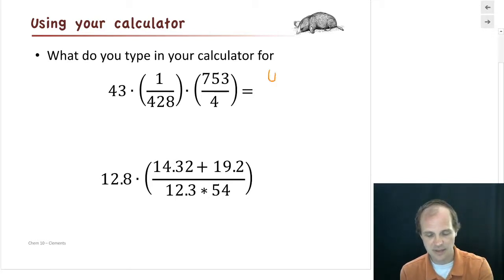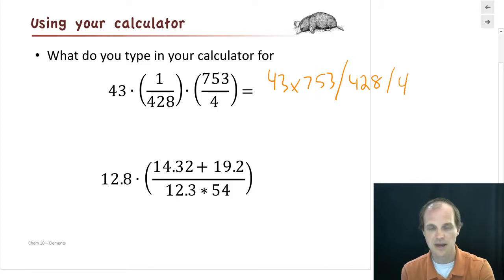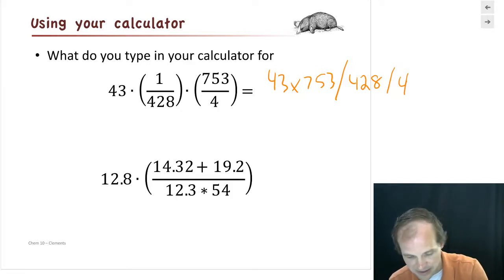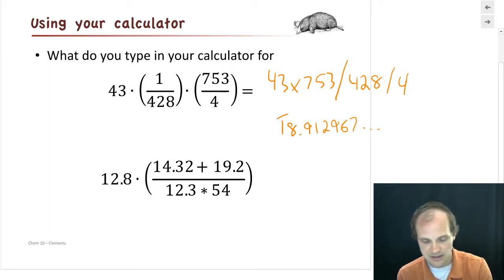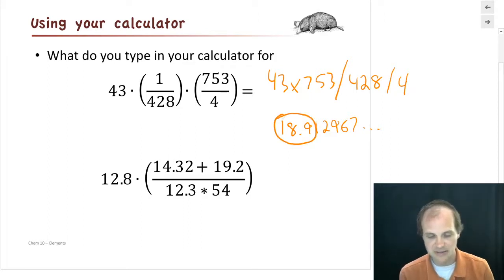So everything on top gets a multiply. 43 times 753. And everything on the bottom gets a divide. 428 divide by 4. That's what you'd put into your calculator. If you put that into your calculator correctly, what you should get is about 18.912967. Lots and lots of digits. We'll talk more about it later. Let's go ahead and just round that to 18.9 for now.